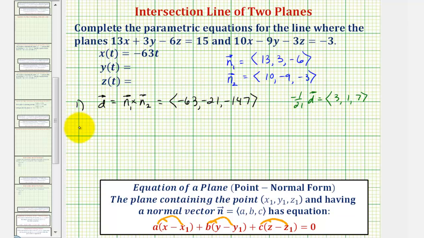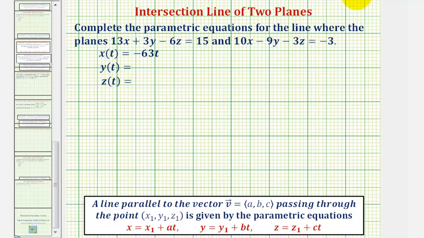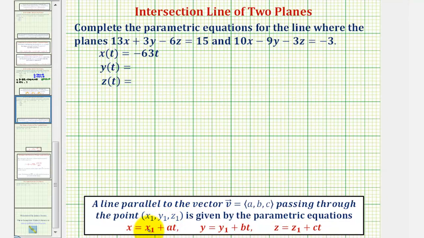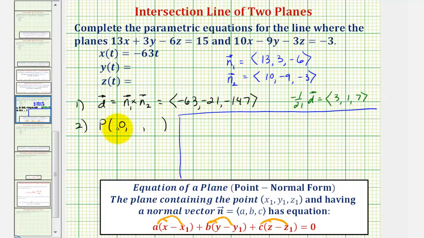And now we have to find a point on the line of intersection of these two planes. Again, looking back at x of t equals -63t, because the constant here is 0, they want us to use a point where the x-coordinate would be 0. So I'll have to set up a system of equations to find the y and z components of this point of intersection. We want a point with an x-coordinate of 0 because in parametric equations, x sub 1 is the x-coordinate of a point the line passes through.